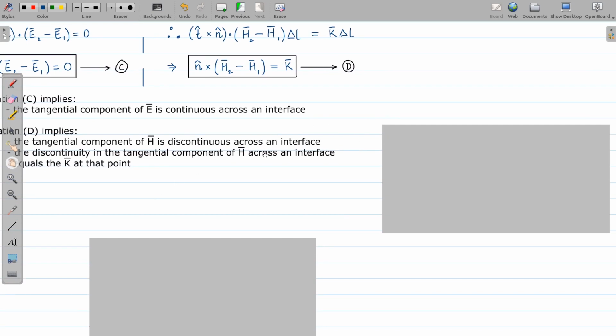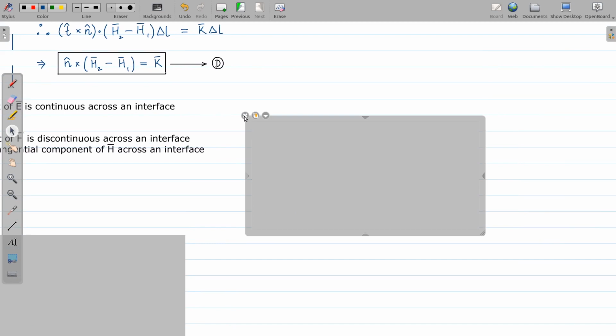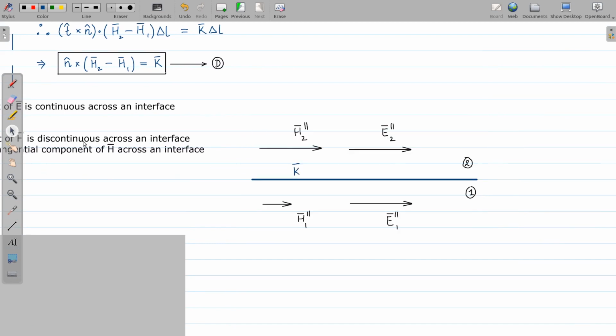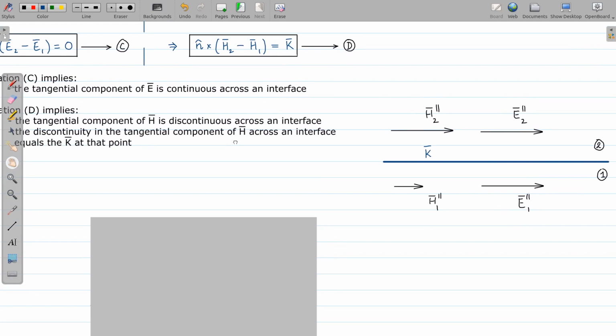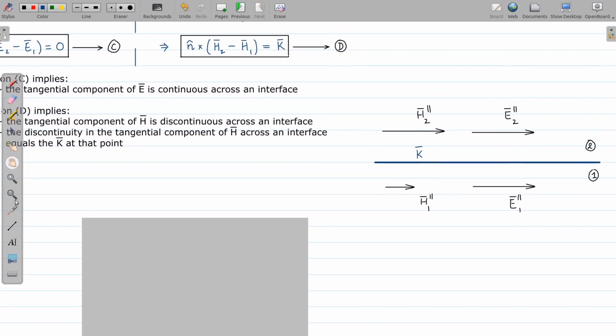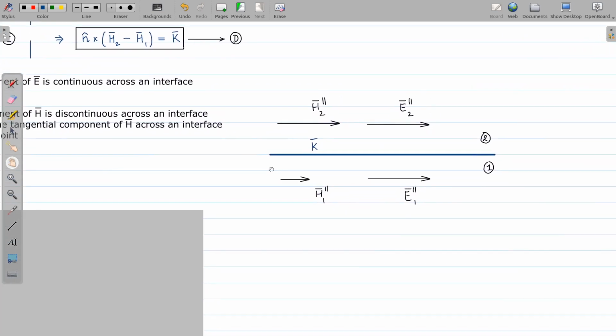We can understand this diagrammatically. The tangential component of the electric field is continuous. For this tangential component, E parallel, E1 and E2, both vectors are of the same length, so there is no change from one medium to another. But for the magnetic intensity there is a change. This length and this length are not the same, and this difference is equal to the surface current at that point.